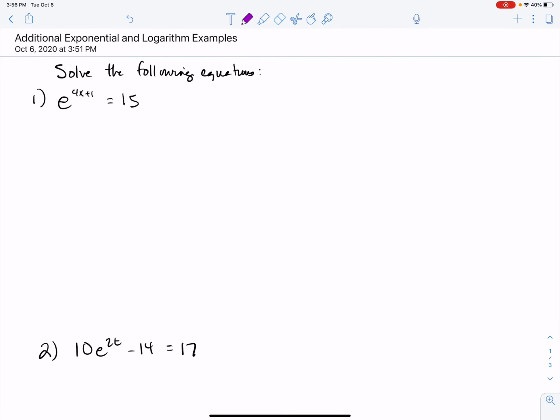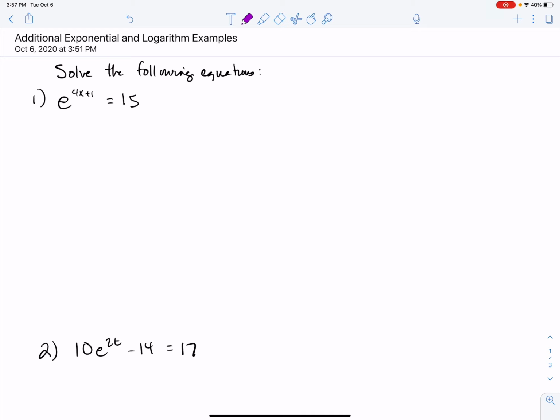Hello, and Dr. Harris here, wanting to work some additional problems from the worksheet that I handed out in class over exponential and logarithmic functions. In particular, in these first three examples, we're wanting to solve equations. And so these first two examples come under the heading of number 2 on the handout.